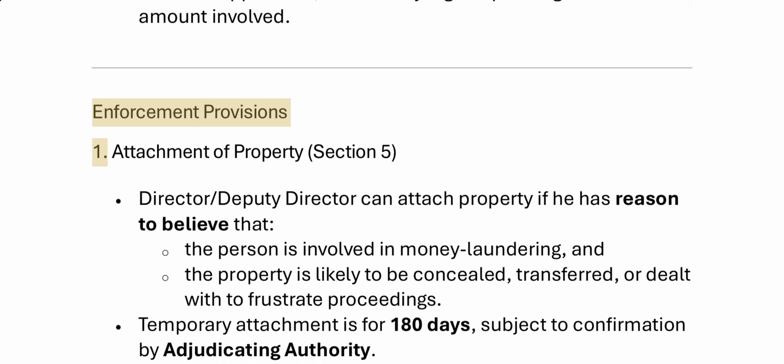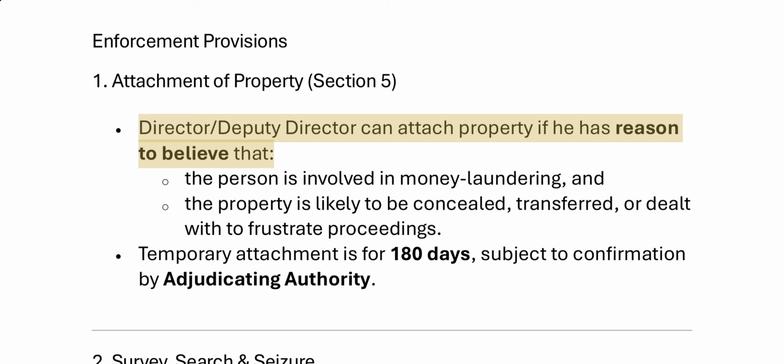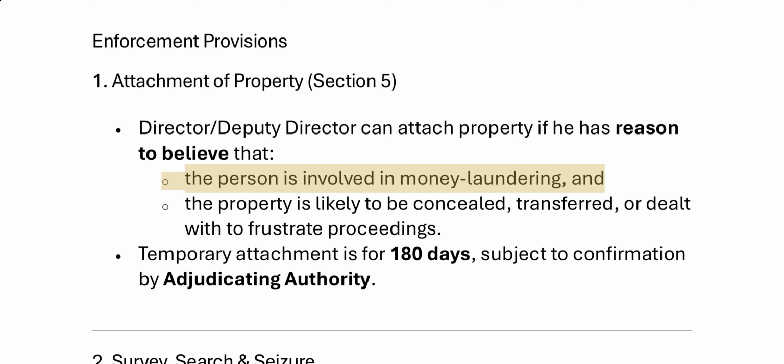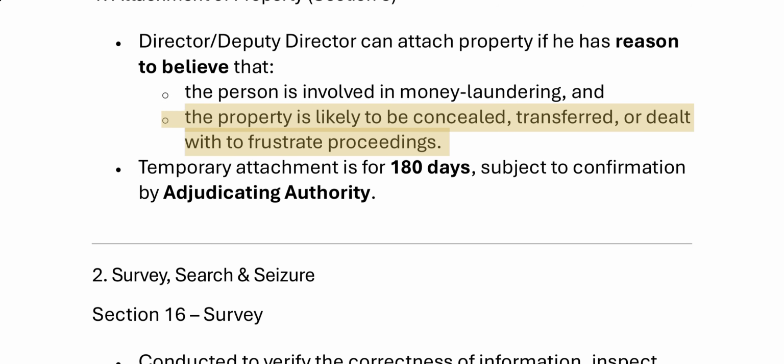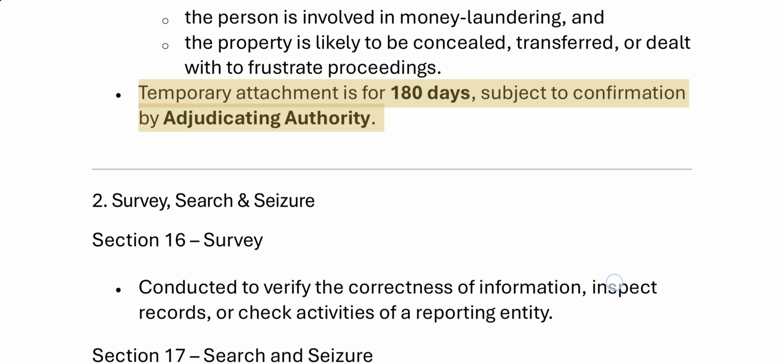Enforcement provisions. 1. Attachment of property, Section 5. The Director or Deputy Director can attach property if he has reason to believe that the person is involved in money laundering and the property is likely to be concealed, transferred, or dealt with to frustrate proceedings. Temporary attachment is for 180 days, subject to confirmation by the adjudicating authority.